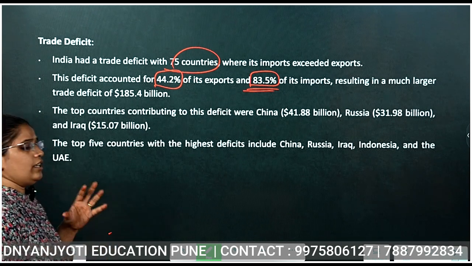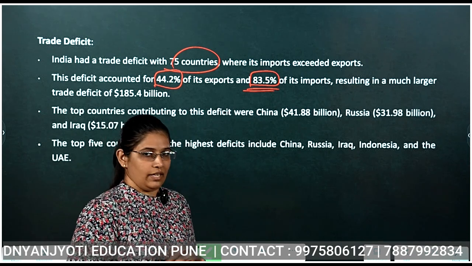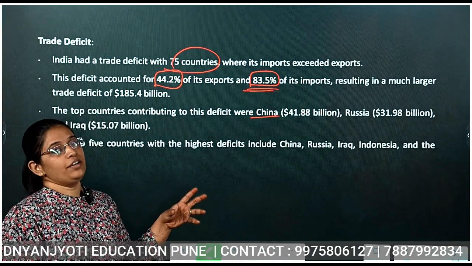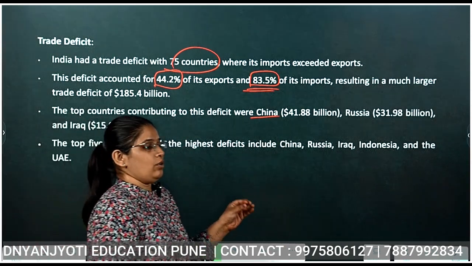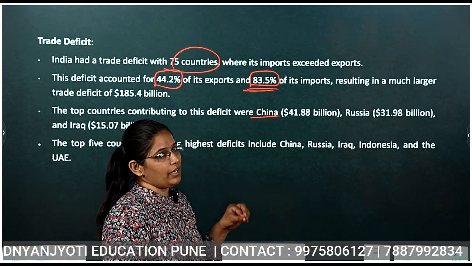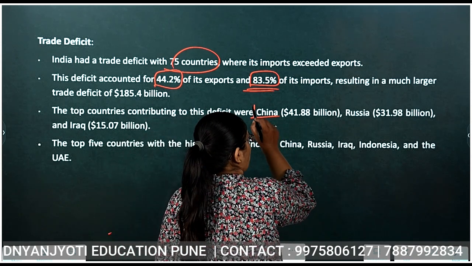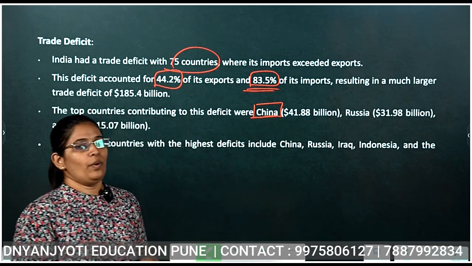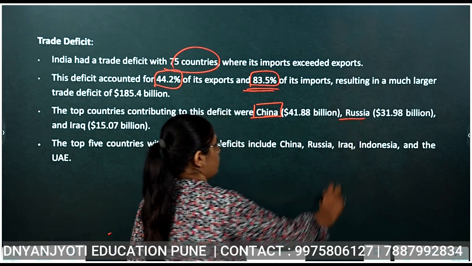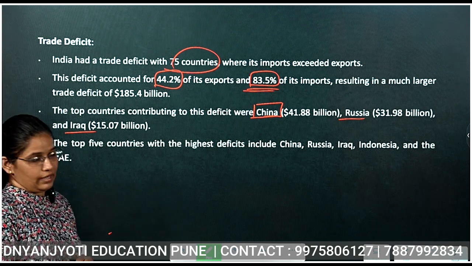So when we consider the top countries which are having a trade deficit with India, as we have taken the example, the first country is China. As we know, many kinds of raw material are being imported into India for several purposes. That's why China is at the top of the list where India is having a trade deficit. Next is Russia, and another rank is Iraq.